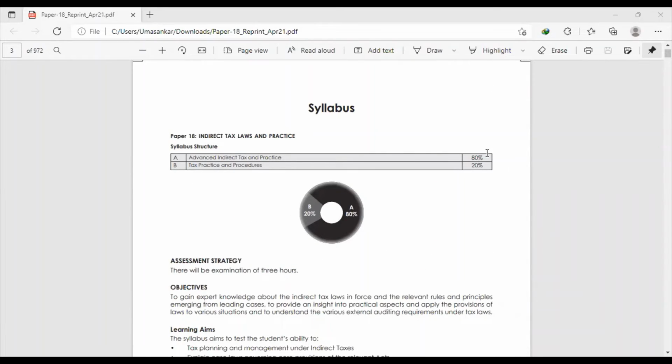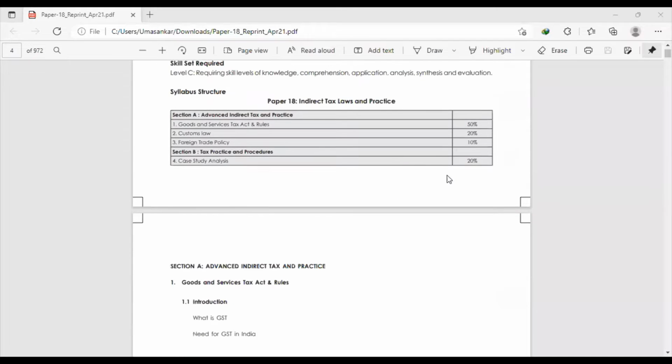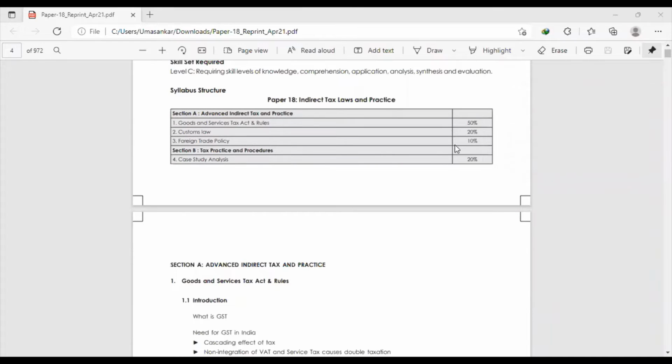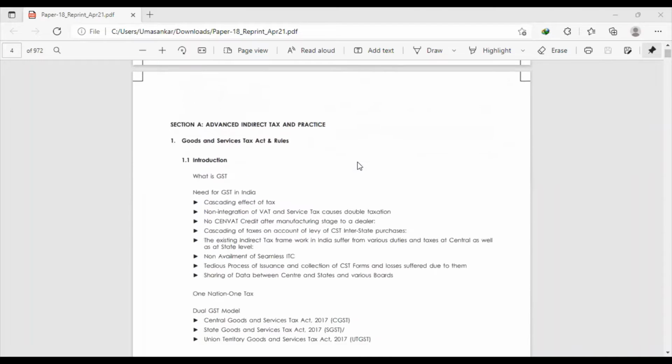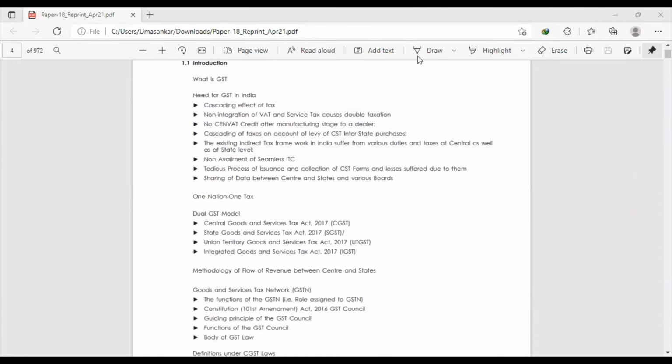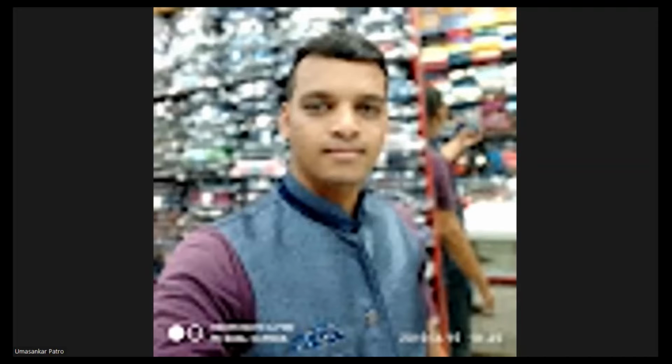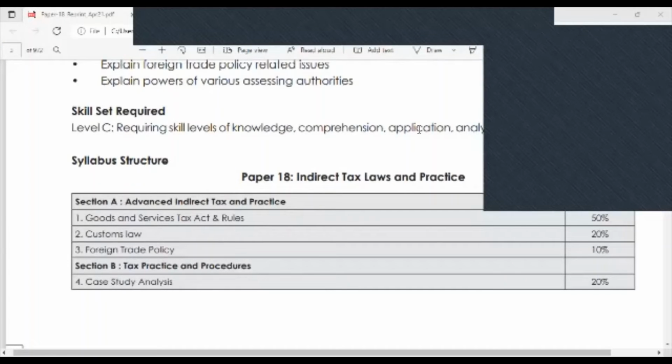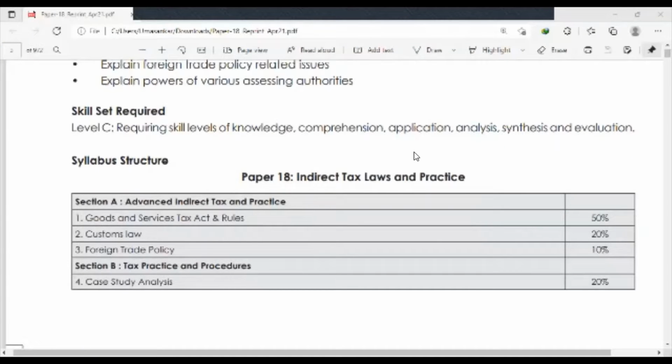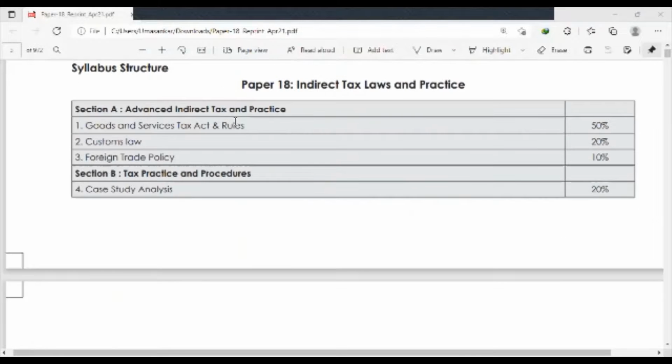The syllabus is 100 marks, out of which we have Section A and Section B. Section A is 80 marks, Section B is 20 marks, on a percentage basis: GST, Customs and FTP. We have the syllabus. Okay. We are going to start now from the GST portion.